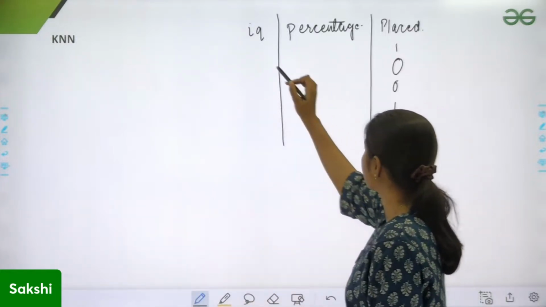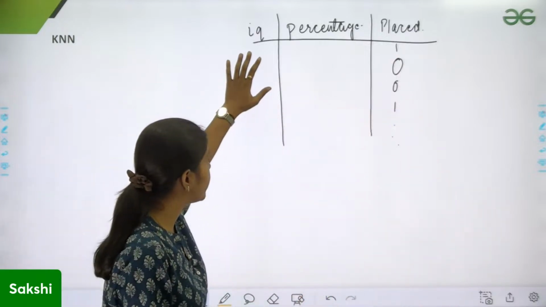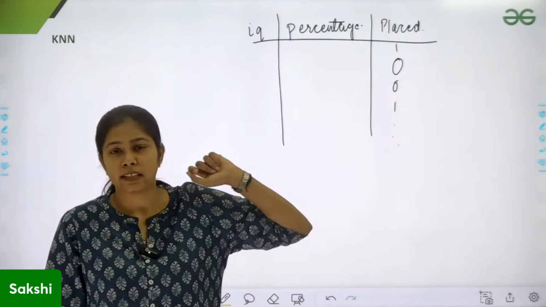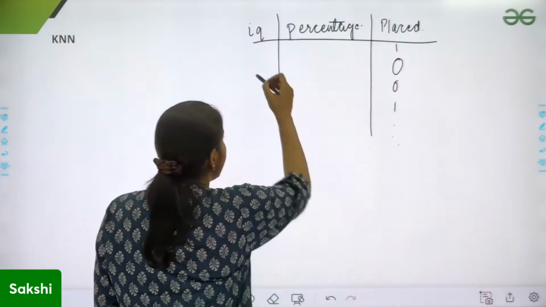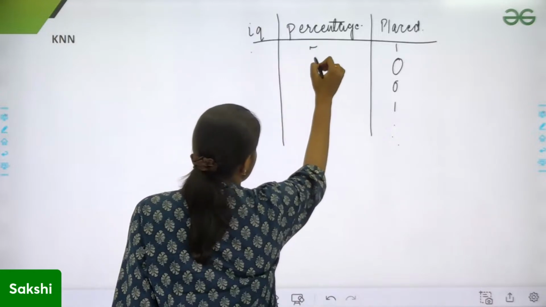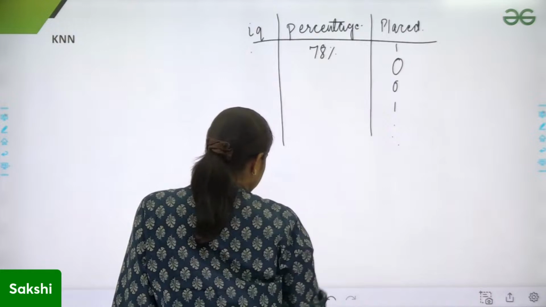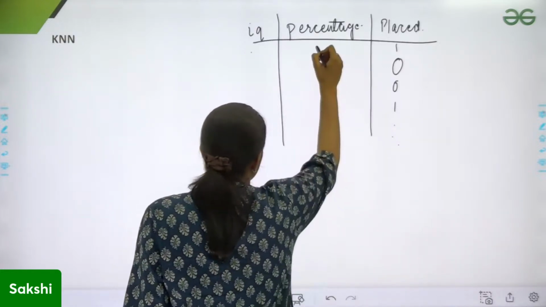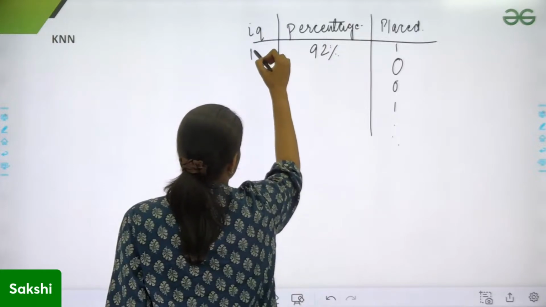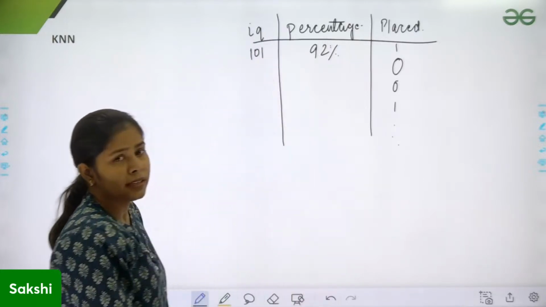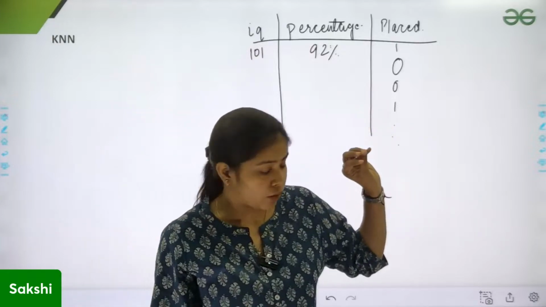Okay, so guys, we have this data set: IQ, percentage and placed. Corresponding to IQ and percentage, we get whether the student is placed or not. Let's suppose a student scored 78%, and another student got 92%, and his or her IQ is something like 101. Corresponding to that, we get whether the student is placed or not.